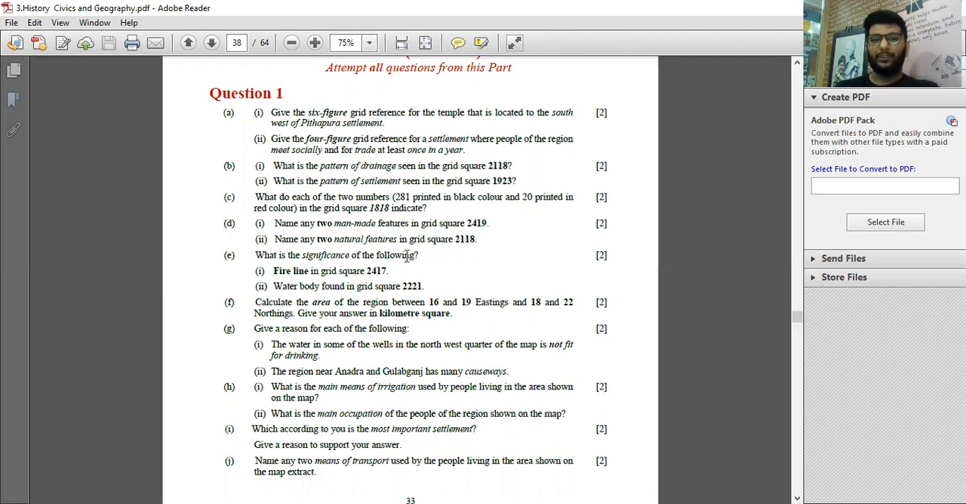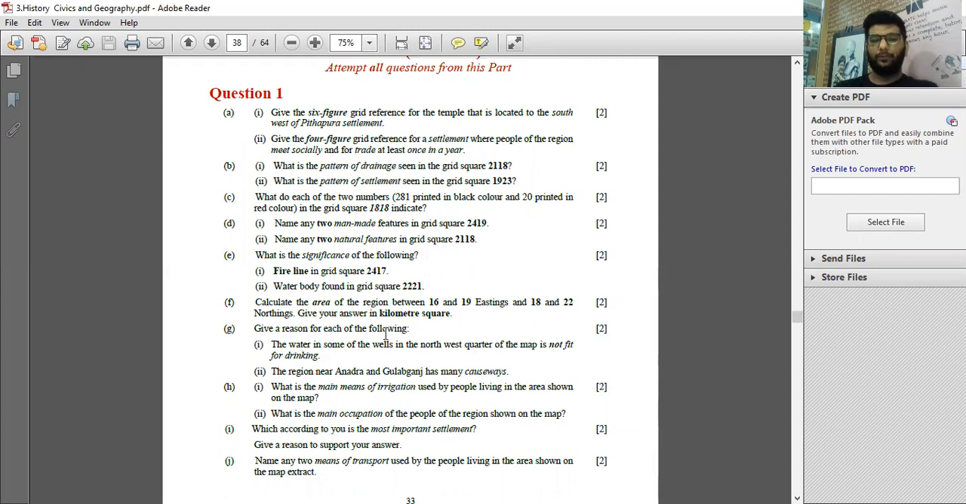E, what is the significance of fire line in grid square 2417? E, the second, water body found in grid square 2221. F, calculate the area of the region between 16 and 19 eastings and 18 and 22 northings. Give your answer in kilometers square. Now, if you notice, they have highlighted this. That means they are expecting you to write down the answer in the unit which is mentioned.